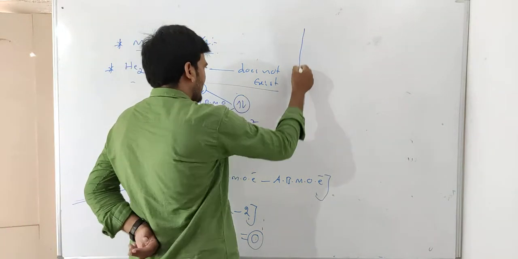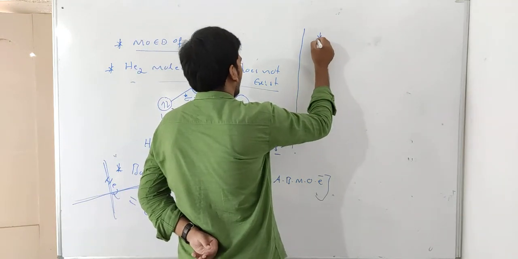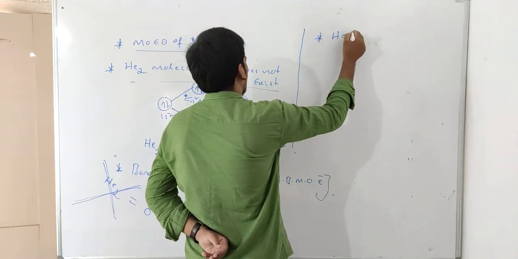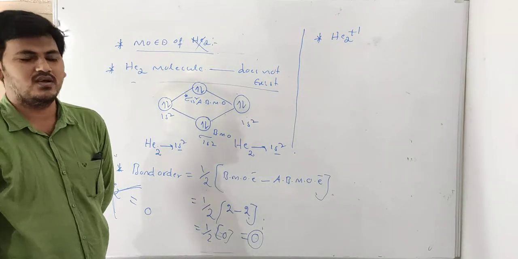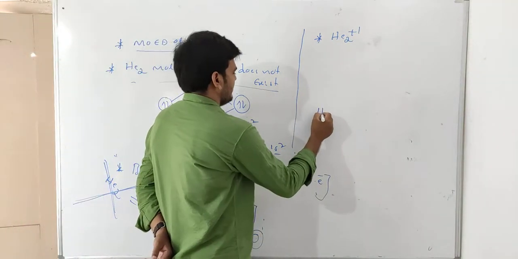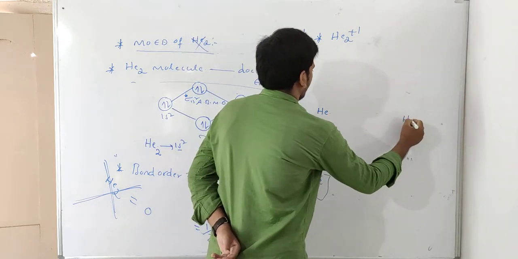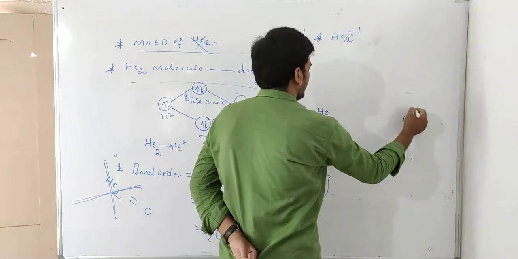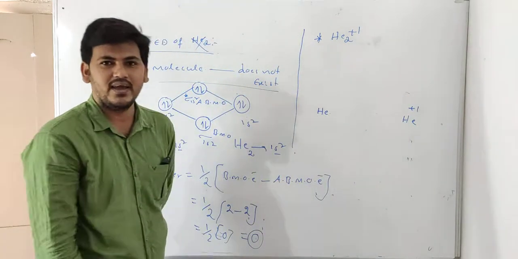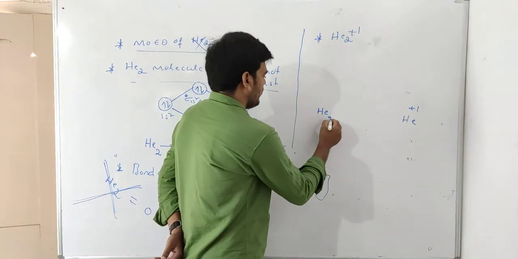And next one, very, very important: for example, helium-2 plus 1. Important, helium-2 plus 1. So first of all, helium, next helium, clear. Helium-2, clear. Helium-2 with plus 1 charge. Okay. So helium has atomic number 2.